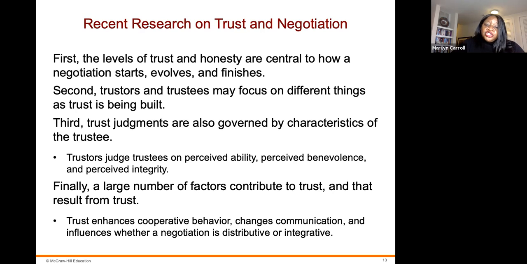Finally, a large number of factors contribute to trust, and result from trust. Now, trust enhances cooperative behavior, changes communication, and influences whether negotiation is distributive or integrative. And we talked about distributive and integrative influences earlier.